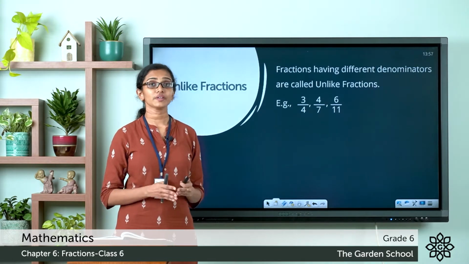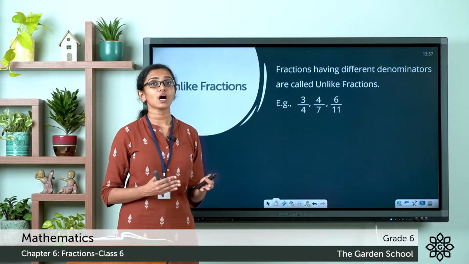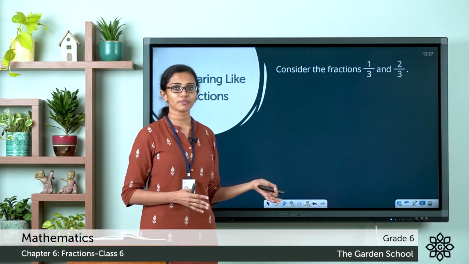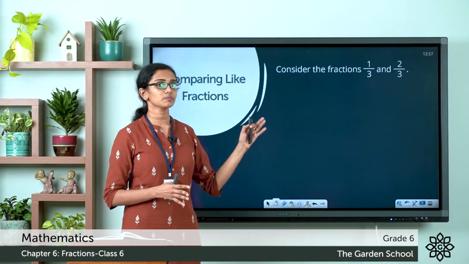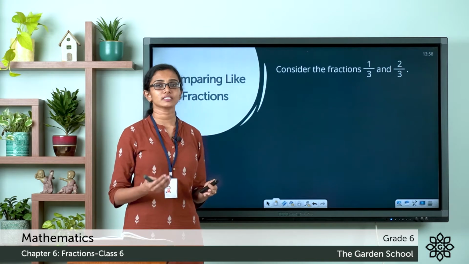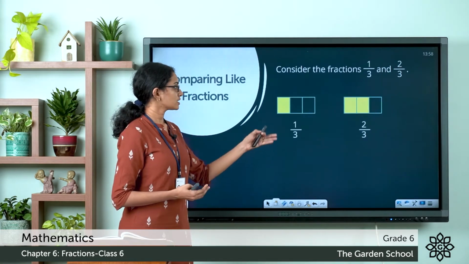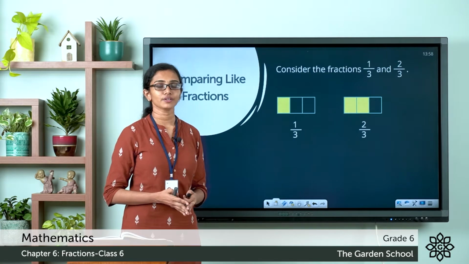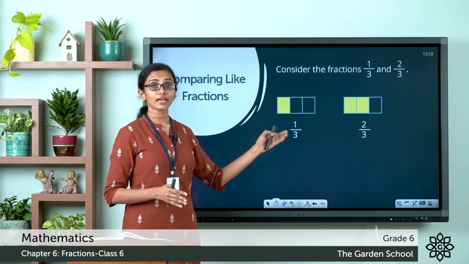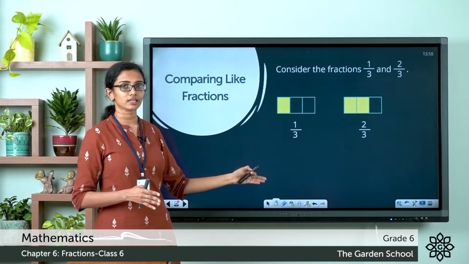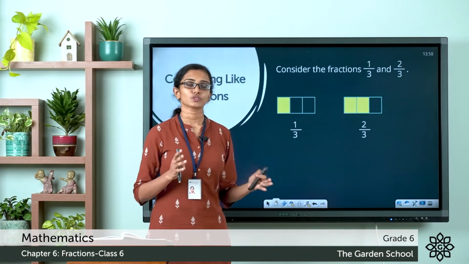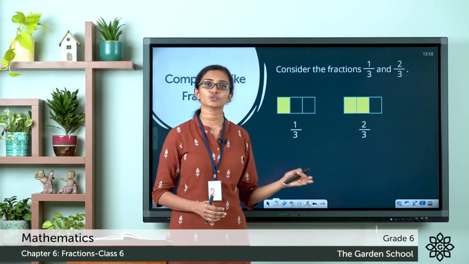Now, how do we compare these fractions? Let's see how we can compare like fractions first. Here, consider the fractions 1 by 3 and 2 by 3. You can see they are both like fractions. Let's represent these two fractions using a simple diagram. Here a rectangle is divided into 3 equal parts. In the first case, we have colored one part out of it, so the fraction of the colored part is equal to 1 by 3. Whereas in the second case, we have colored 2 parts out of the total 3 parts, so the fraction of the colored part is 2 by 3.